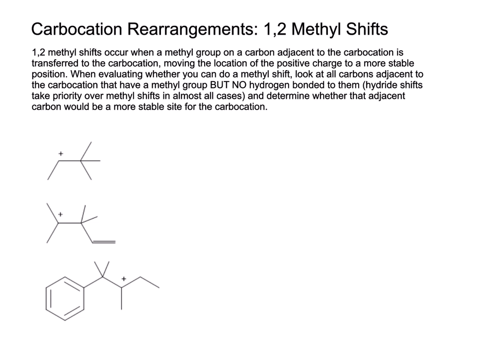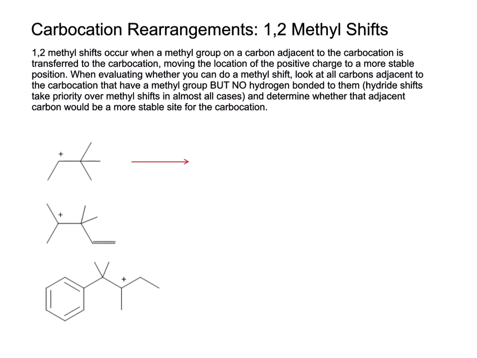When evaluating whether you can do a methyl shift, again, you're looking at the adjacent carbons next to the carbocation that have a methyl group, but no hydrogen bonded to them. That's because hydride shifts take priority over methyl shifts in almost all cases, so you'll be doing a hydride shift if there's a hydrogen located there. If there are no hydrogens, go ahead and do the methyl shift.